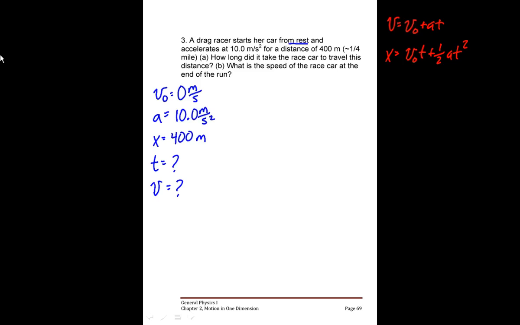Let's just look at this first equation. I have v, that's what I want to know. I know what v naught is, I know what a is, but I don't know what t is. So I have two unknowns in that equation. And then here, I know what x is, I know what v naught is, and I know what a is, but I don't know what t is. So I can take this equation. I'm going to get rid of that term because it's 0. I can say that x equals 1/2 at squared.